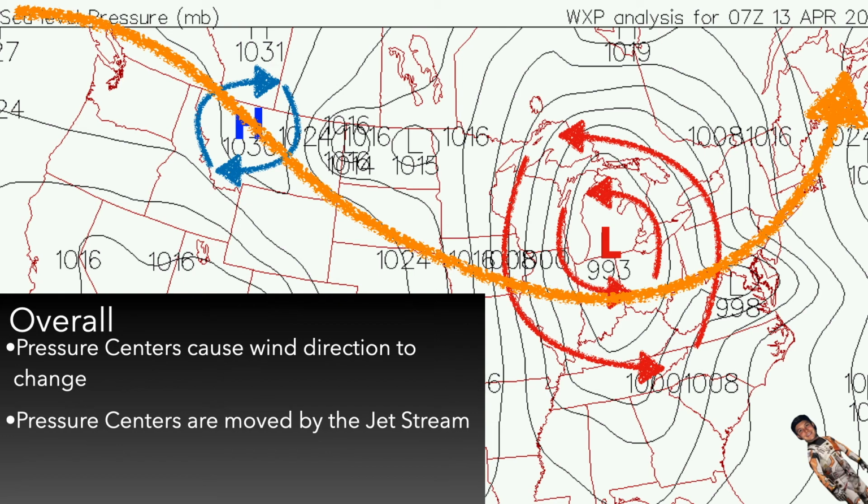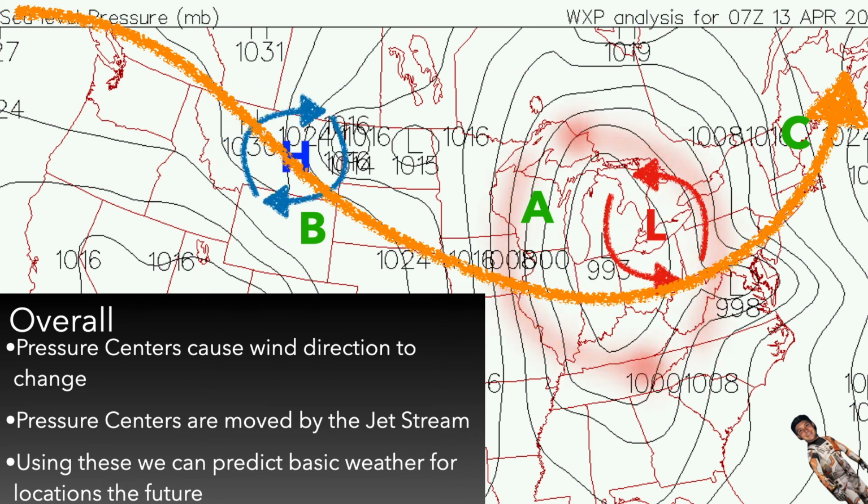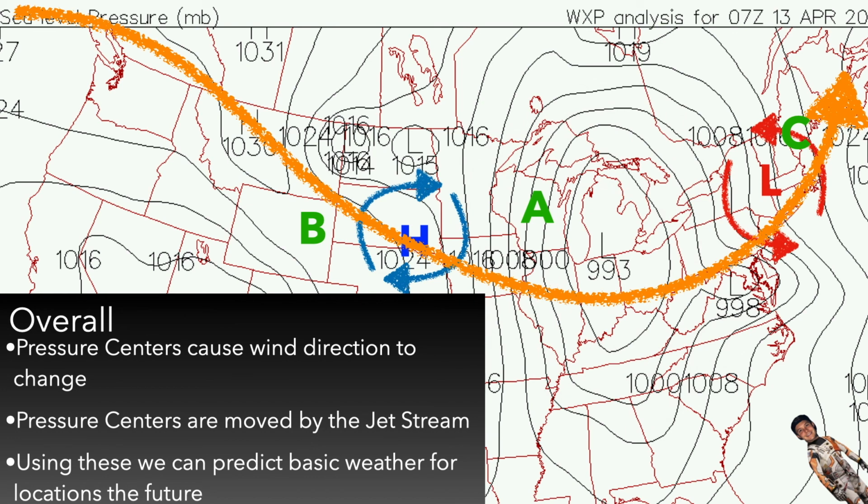So since we've now been able to figure out what will happen to these pressure centers in the future, we can start to use that information to predict the basic weather at certain spots. We've already figured out that at point A and point B, the weather is going to be controlled by the pressure centers that are nearby. But what we have not talked about yet is what will happen in the future because of this. So in this case, the weather at point A will probably get nicer because it's getting closer to a high pressure, where the weather at point C is probably going to end up being windier and cloudier because it's getting closer to a low pressure center.